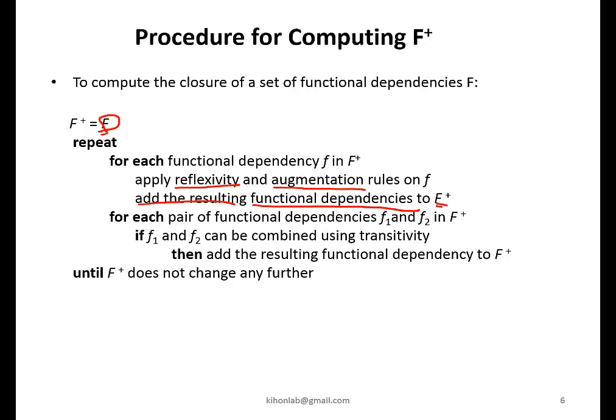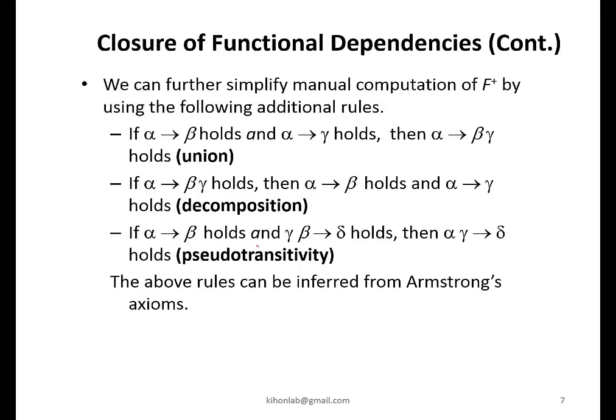For each pair of functional dependencies F1 and F2 in F plus, that is the newly arisen dependencies, if F1 and F2 can be combined using transitivity, then add the resulting functional dependency to F closure. This can be done till F closure does not change any further. So by applying this rule, we are able to find the closure of a set of functional dependencies.